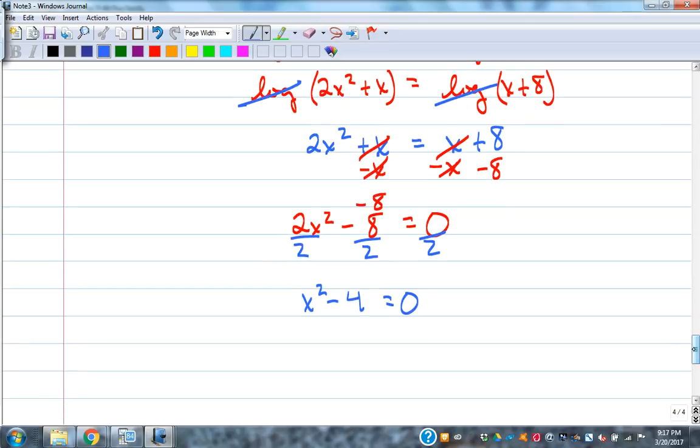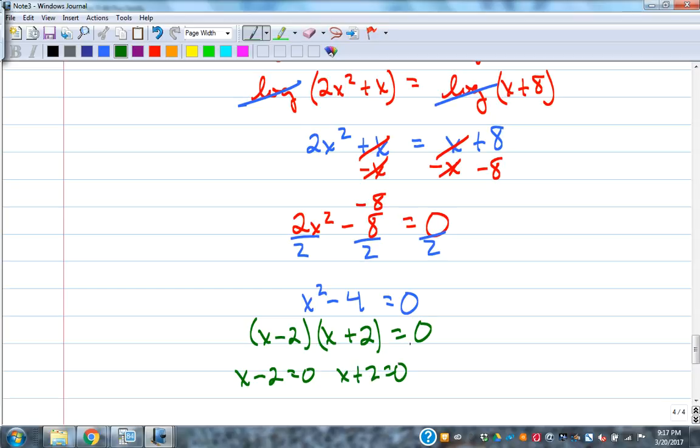And x squared minus 4 factors as, good job. And then I set those equal to 0. And x equals 2, x equals negative 2. What do I need to do with those answers? Plug them in and check them.